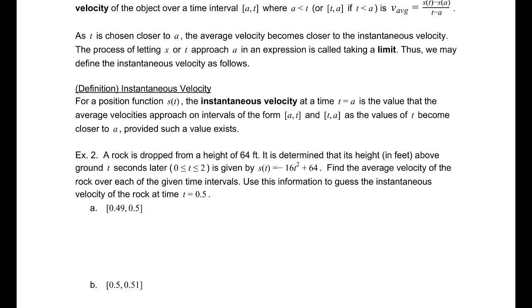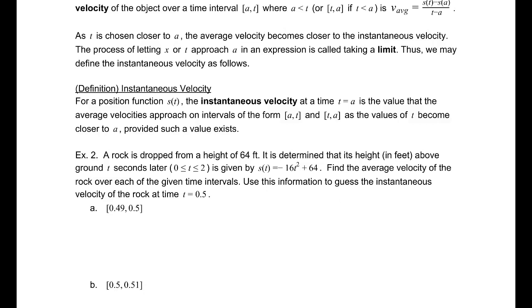In example 2, a rock is dropped from a height of 64 feet. It's determined that its height in feet above the ground t seconds later, from 0 to t, is given by s of t equals negative 16 t squared plus 64. And that is a very common physics formula. When something's dropped, it has no initial velocity.